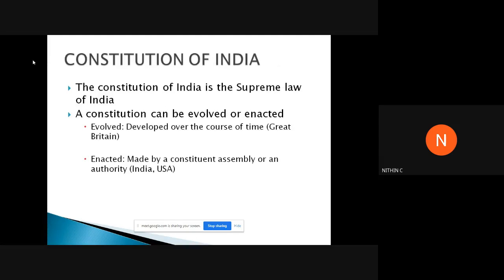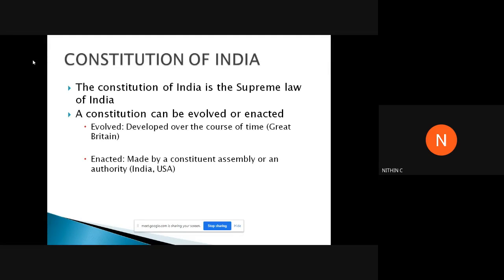Okay, and coming to the Constitution of India, the Constitution of India is the supreme law of India. The supreme law of India is actually our Constitution. A constitution can be evolved or enacted. We can see the two terms. It can be evolved or enacted.